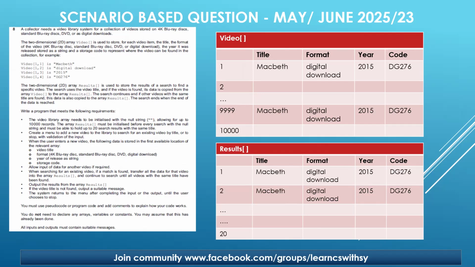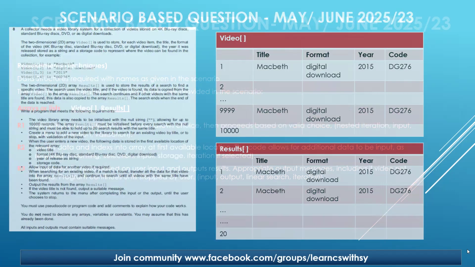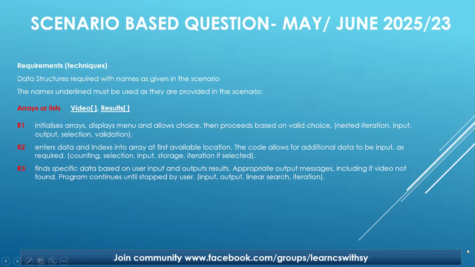Now moving to the next explanation. Now, before, again, another understanding for you to comprehend and remember. The requirements are going to be initializing the array, displaying the menu, allowing the choice, then proceed. Process is based on the valid choices. You need to use nested iteration. Maybe input is needed, output is needed. Whichever selection statement is being used properly, validation is handled properly. So this is going to be your requirement number one.